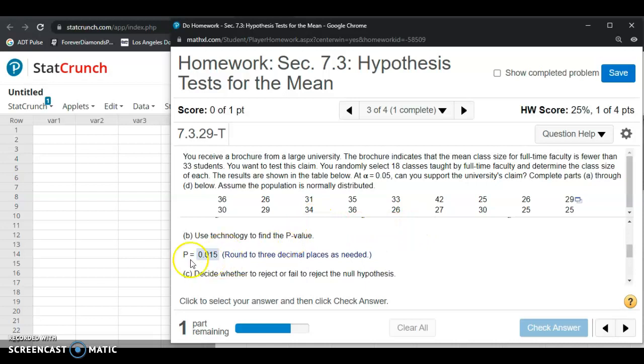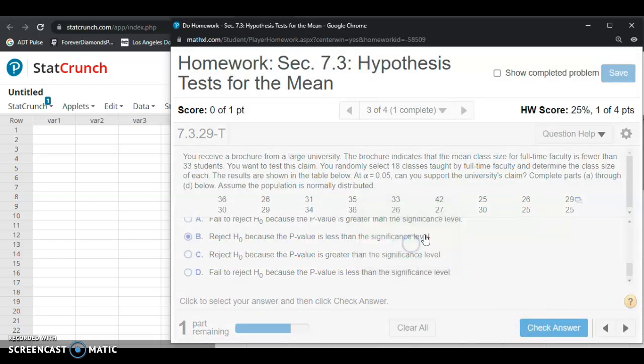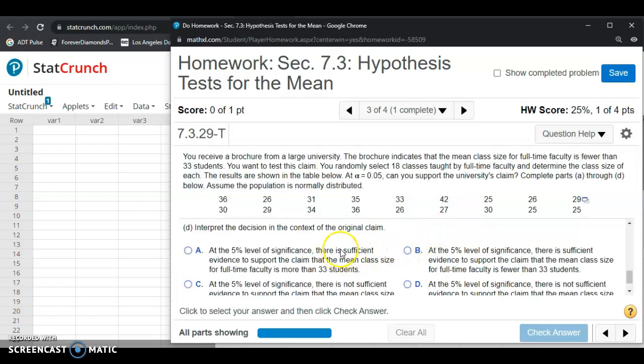Then you compare the p-value to the level of significance, which is 0.05. Can you tell whether the p-value is greater than or equal to, or is it less than? 0.015 is definitely less than our significance level of 0.05. So when the p-value is less than the significance level, we reject the null hypothesis. Then we want to interpret the decision in the context of this problem.